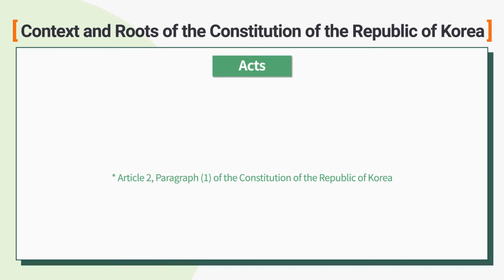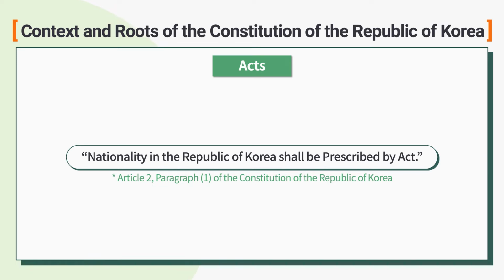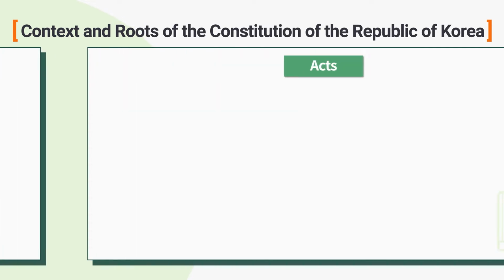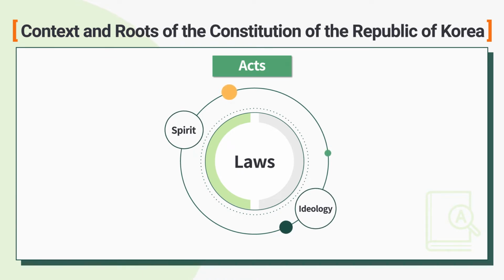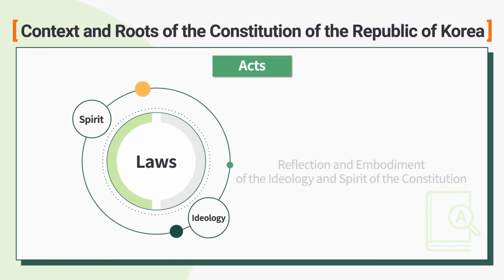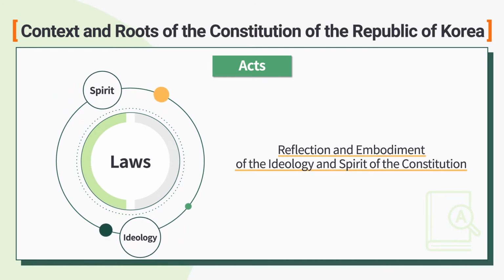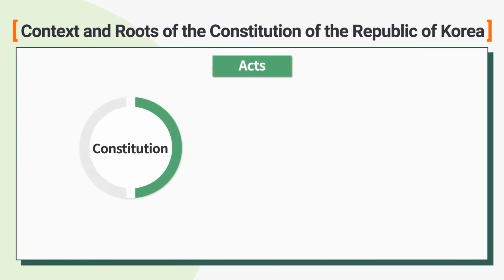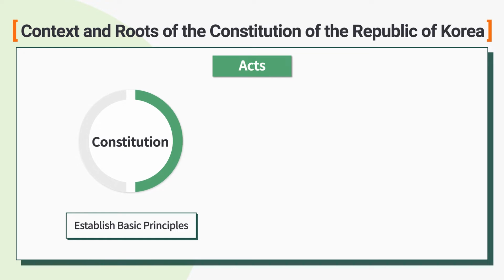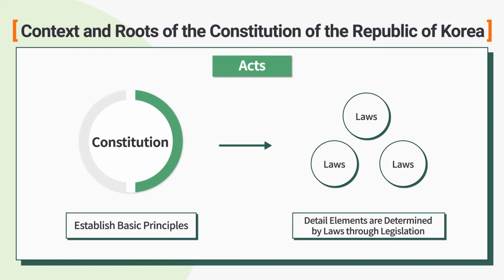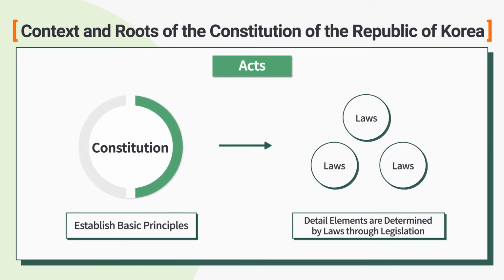Article 2, paragraph 1 of the Constitution of the Republic of Korea states that nationality in the Republic of Korea shall be prescribed by act. Here, what is the difference between the Constitution and laws? The dictionary defines laws as all laws enacted by the National Assembly, with all such laws needing to reflect and embody the ideology and spirit of the Constitution. Therefore, if the Constitution establishes basic principles on certain issues, detailed elements according to social and political changes are determined by laws through legislation.